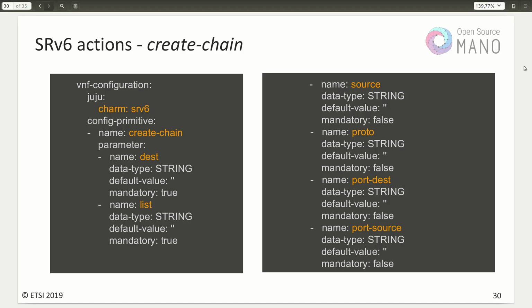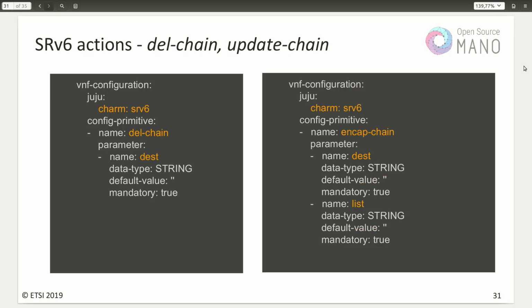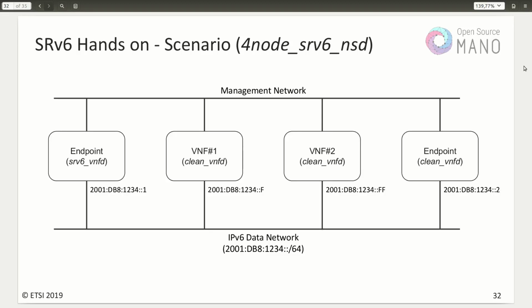The use of Juju and actions also grants us the possibility to dynamically interact with the chain. In the previous case, the one directly leveraging OpenStack, you can only create a chain during the instantiation phase and you cannot change it. Instead, with this approach, you can also delete or update your chain with these two actions, the del chain and the update chain, that take different parameters. And I'm going to show them to you in the next demo.